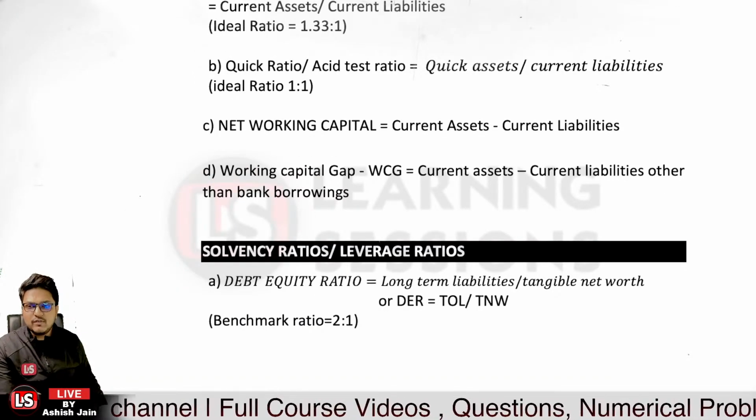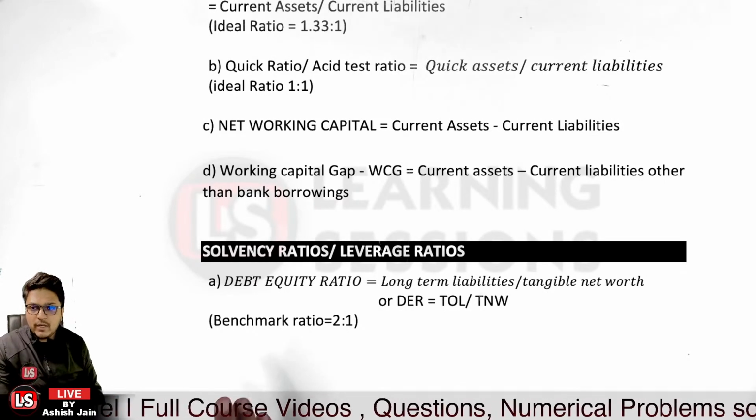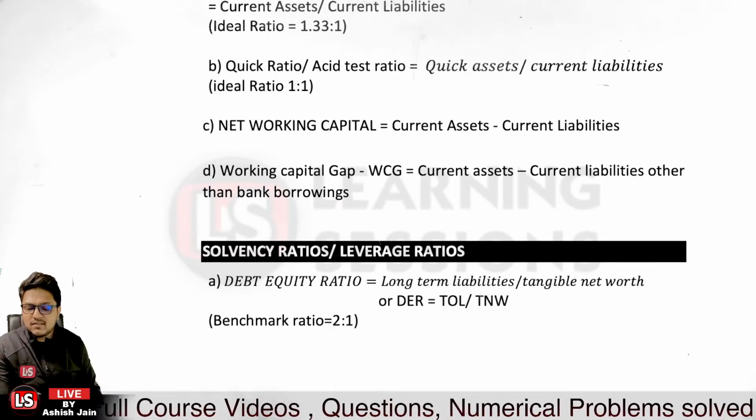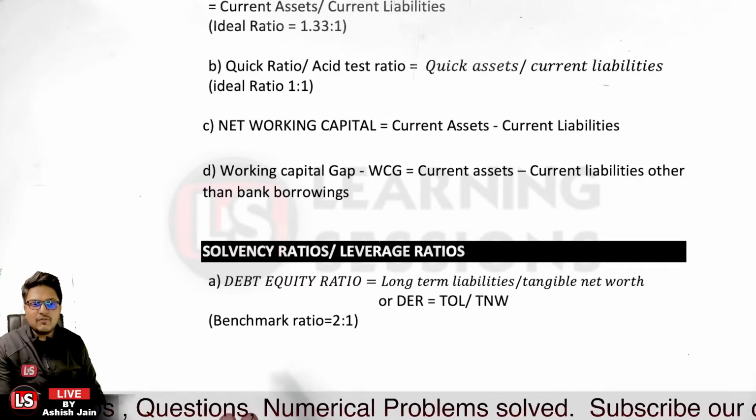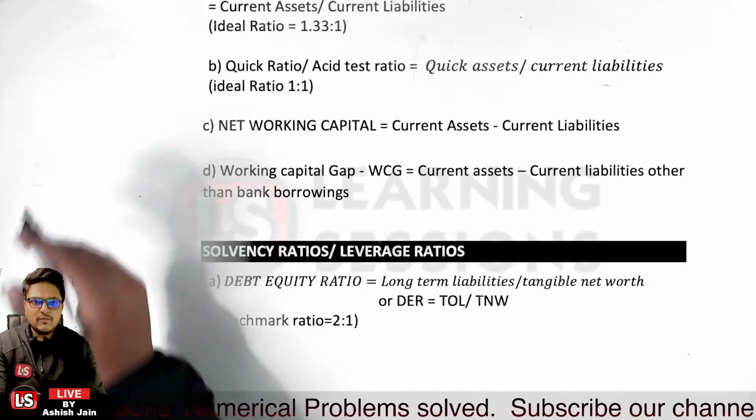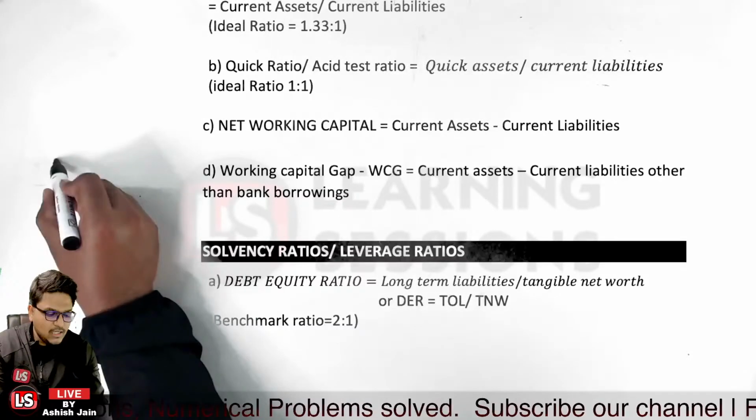Next, it is the solvency ratio or the leverage ratios. Now, what is solvency ratio? I already told you, it indicates the dependence of the firm on external sources. Okay, first of all, we will be covering the DER ratio, that is the debt equity ratio.